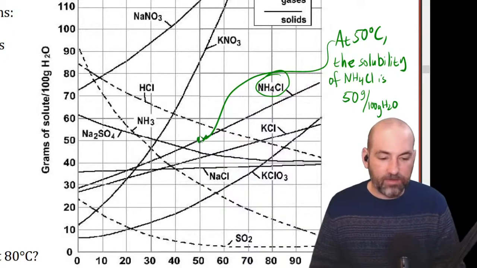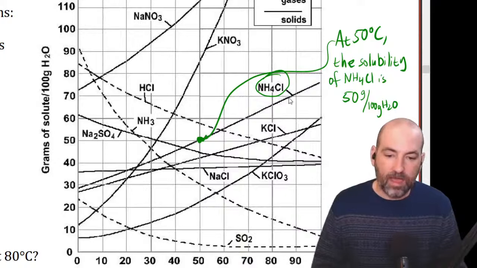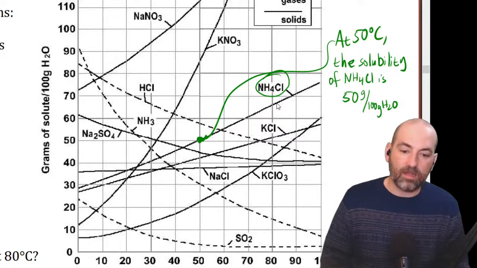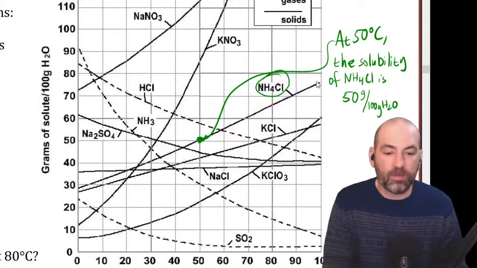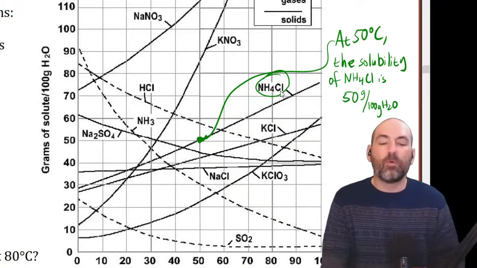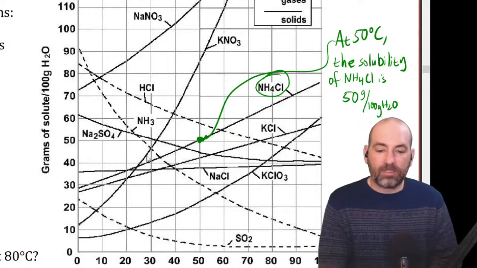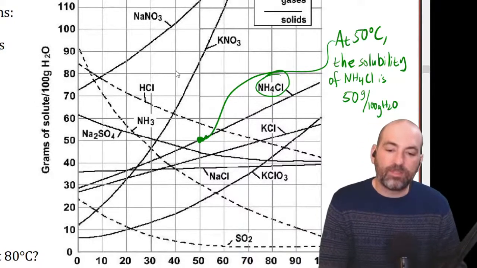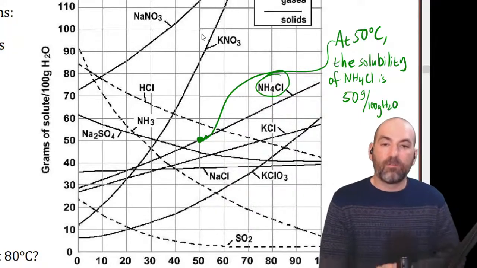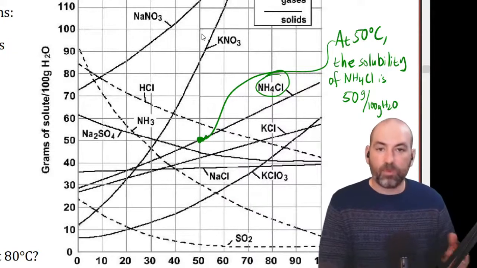In the other direction, if we heat this up, we can see that the solubility increases. As we get higher and higher temperature toward the boiling point of water, we can dissolve more and more ammonium chloride. Ignore the dashed lines for now, but the solid lines, you can see that different solutes have wildly different behavior with respect to temperature.